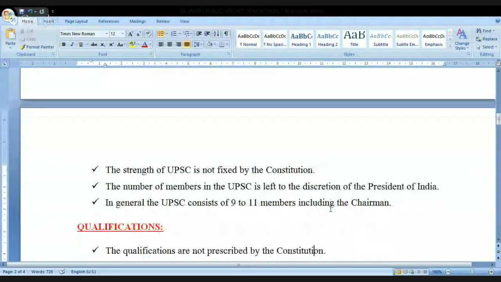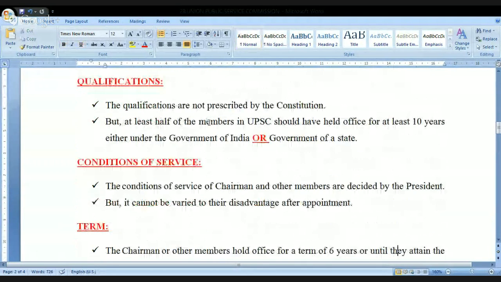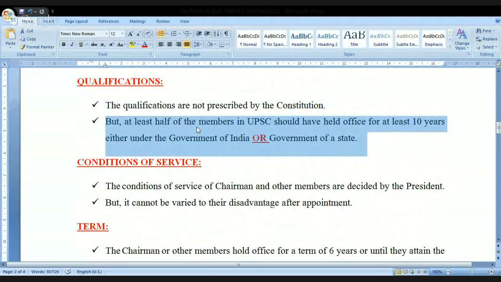Look at this. In general, the UPSC consists of 9 to 11 members, including the chairman. Look at the qualifications. The qualifications are not prescribed by the constitution, but there is a condition. At least half of the members in UPSC should have held office for at least 10 years. Very important, they will ask you in the examination, not 100% of the members. If at least half the members have 10 years of experience, either under the government of India or under government of a state.